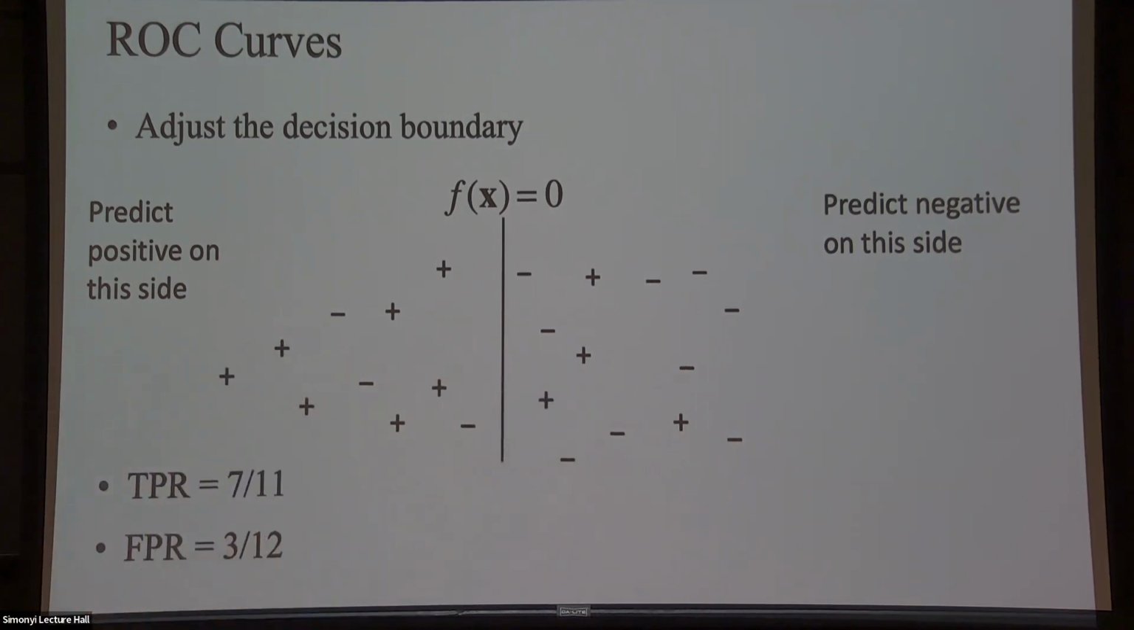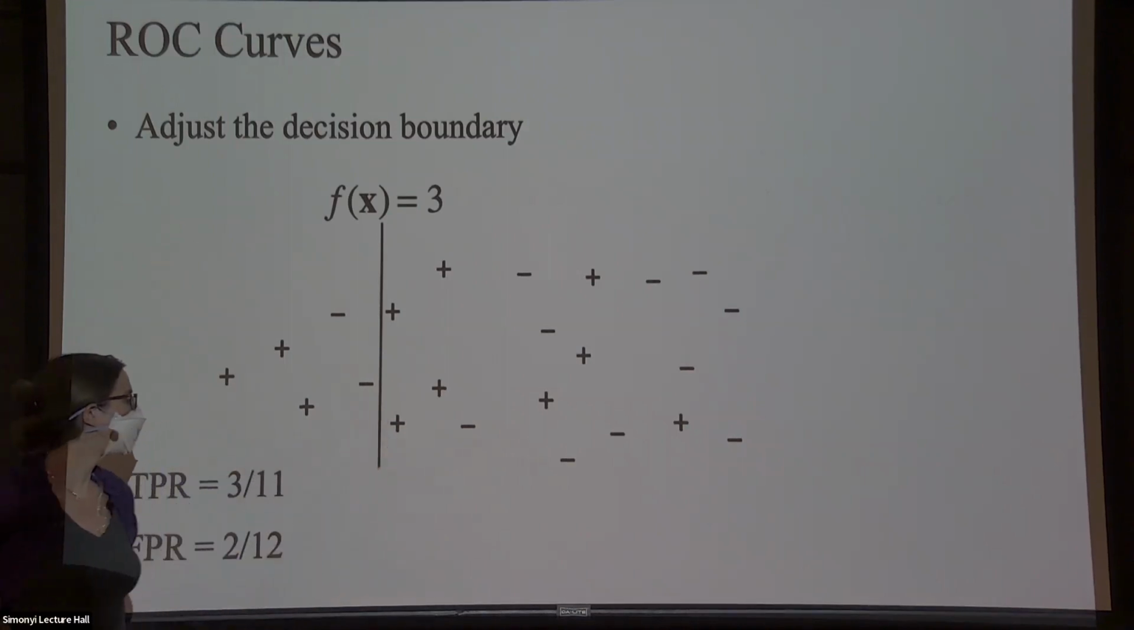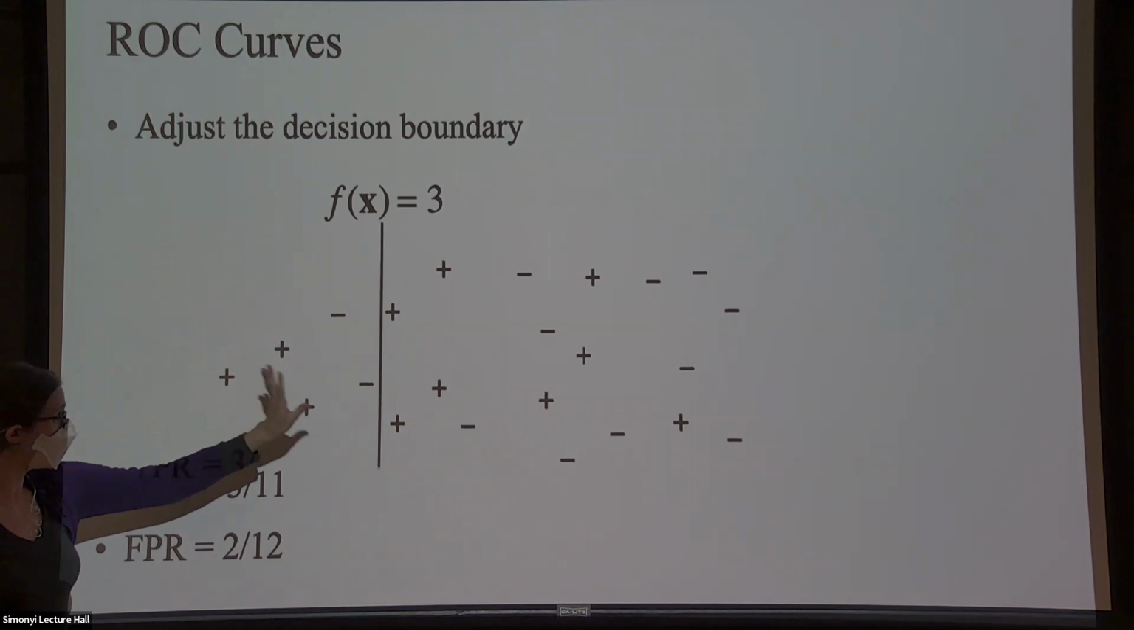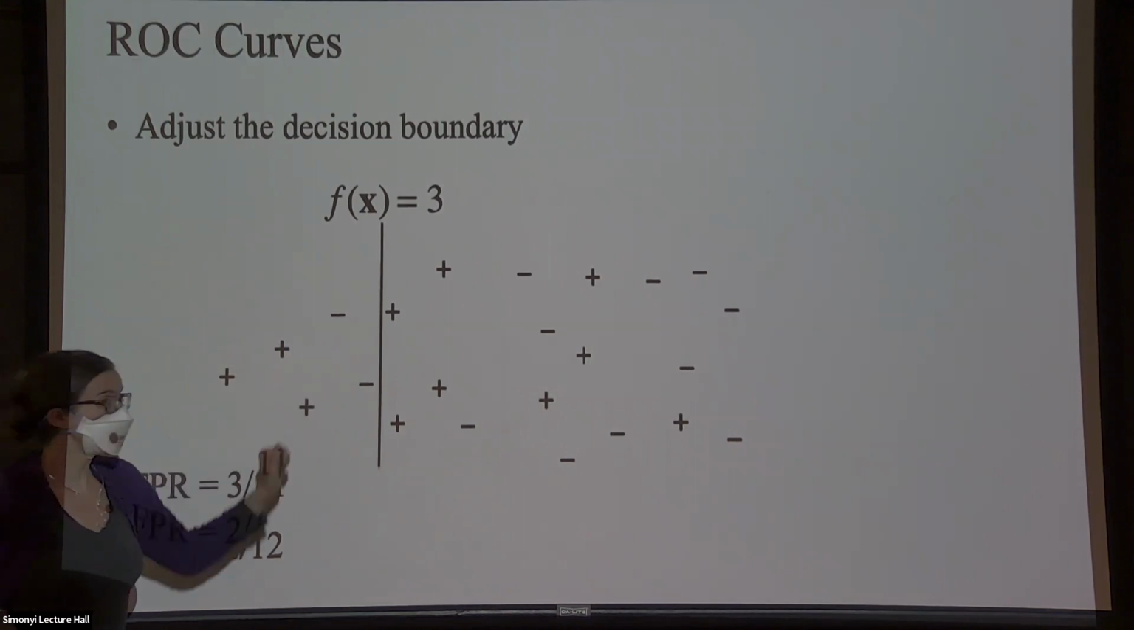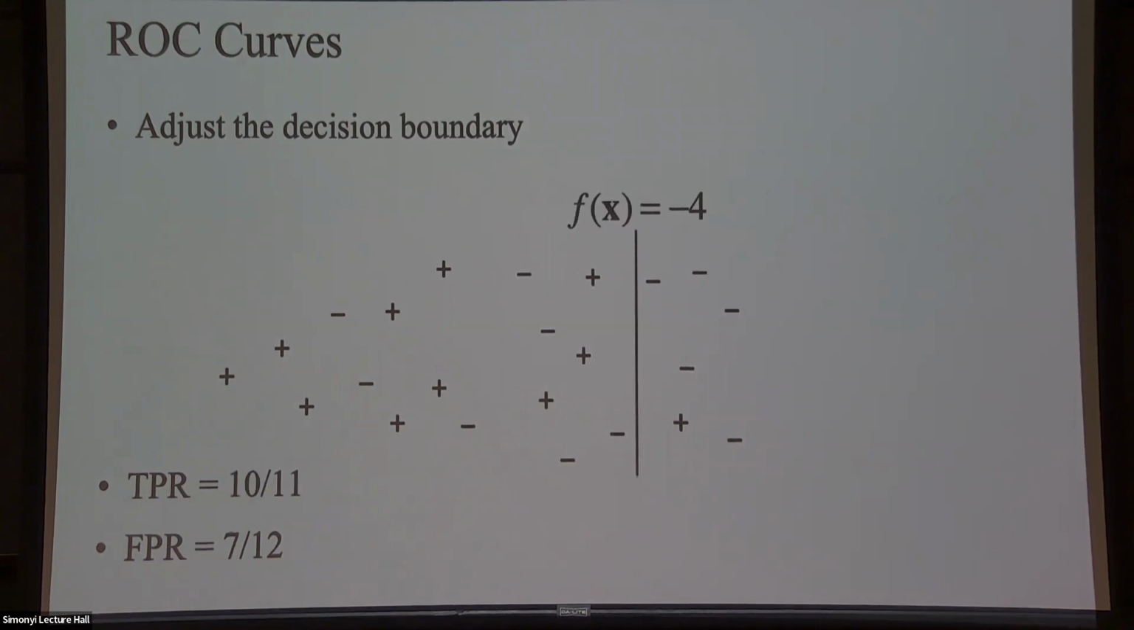predicted positive. Okay, great. Now, if I fiddle with that decision boundary, so if I put the decision boundary up a little higher, then my true positive rate and false positive rate change. Here I've got only 3 out of my 11 positives and 2 out of my 12 negatives predicted positive. And I can do the same thing by moving it this way. Here 10 out of 11 positives predicted positive and 7 out of my 12 negatives predicted positive.